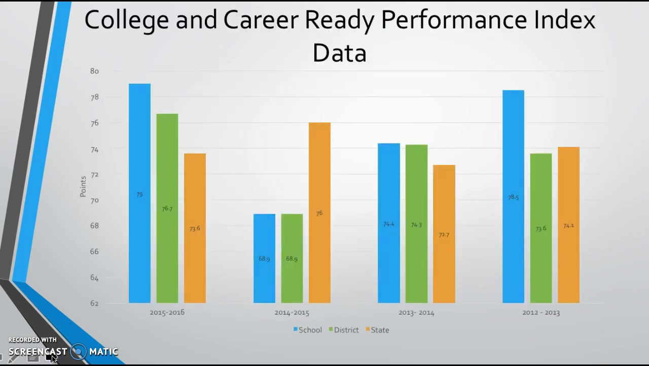In looking at the CCRPI scores, you will notice in 2015-2016, the school score improved tremendously and was higher than the district and state. Another strength in the data is that Euharlee Elementary CCRPI score for the past 4 years has either been higher than the district score or equal to it. When comparing Euharlee to the state, the school score has been higher than the state 3 out of 4 years.